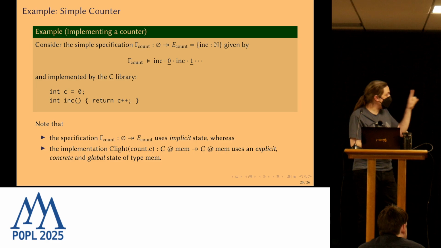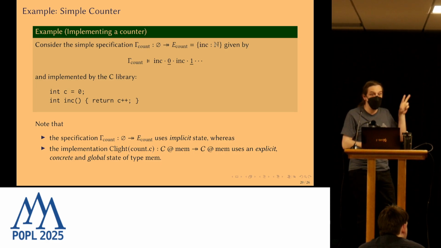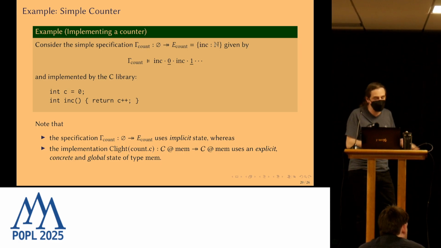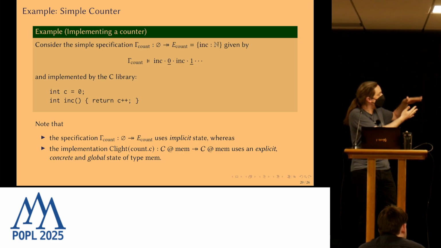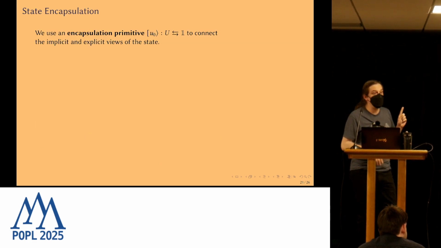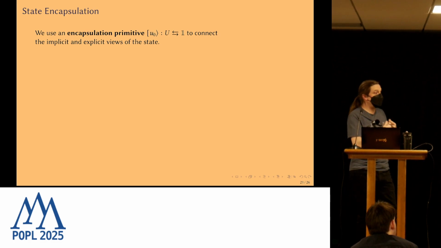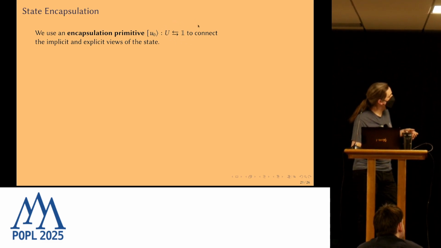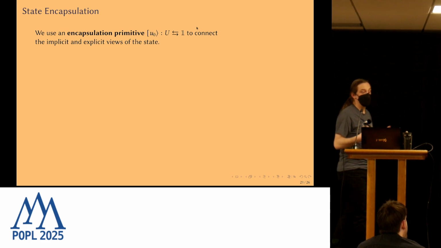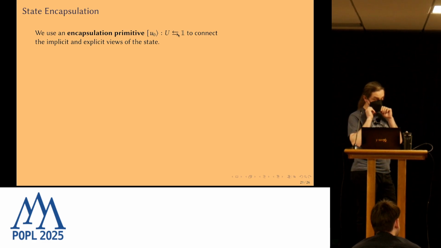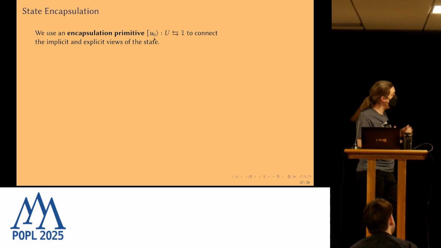It's going to use an explicit state that's going to be concrete in terms of C values and live in a global memory state. So how are we going to bridge these two views is the question, right? The first step is we can deal with encapsulation by using this state transformation primitive, which is going to hide a state component of type U by using an initial state U0.